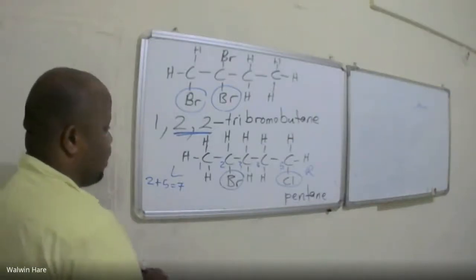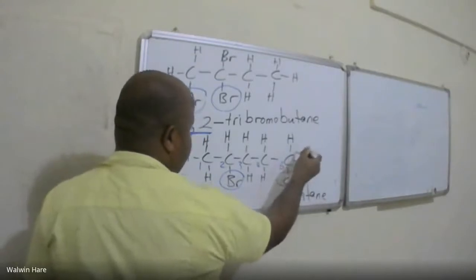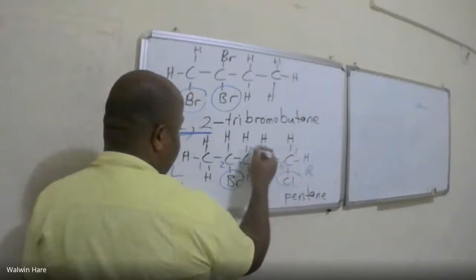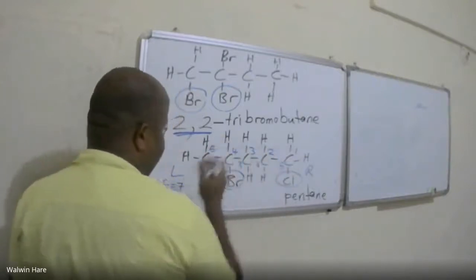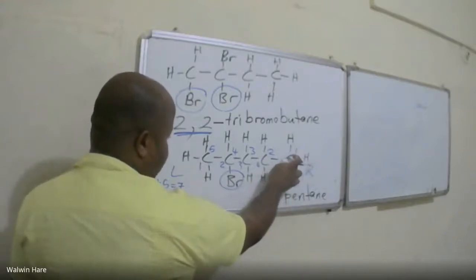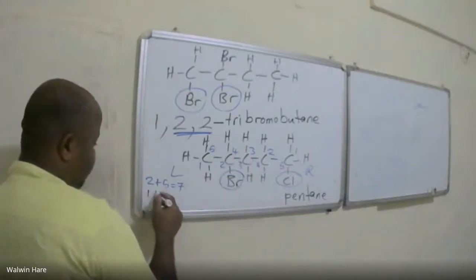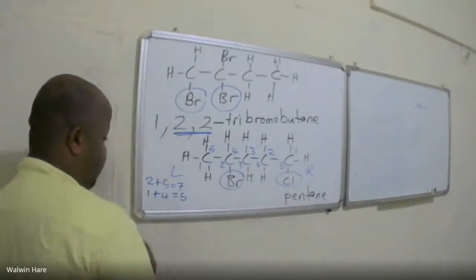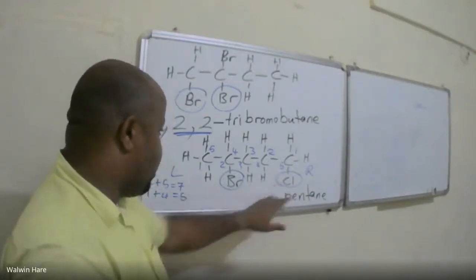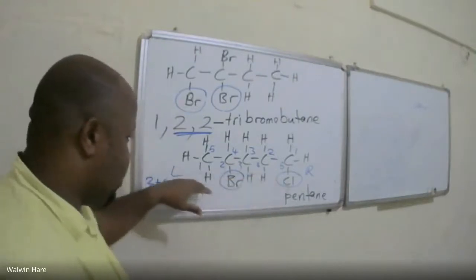Alright? Now, if we count from this end, this would become carbon 1. This will become carbon 2, 3, 4, 5. So the chloro group would be on carbon 1, and the bromo group would be on carbon 4. Now 1 and 4 is 5. So when you have more than one substituent, you add up the position of each of them, counting in the particular direction.